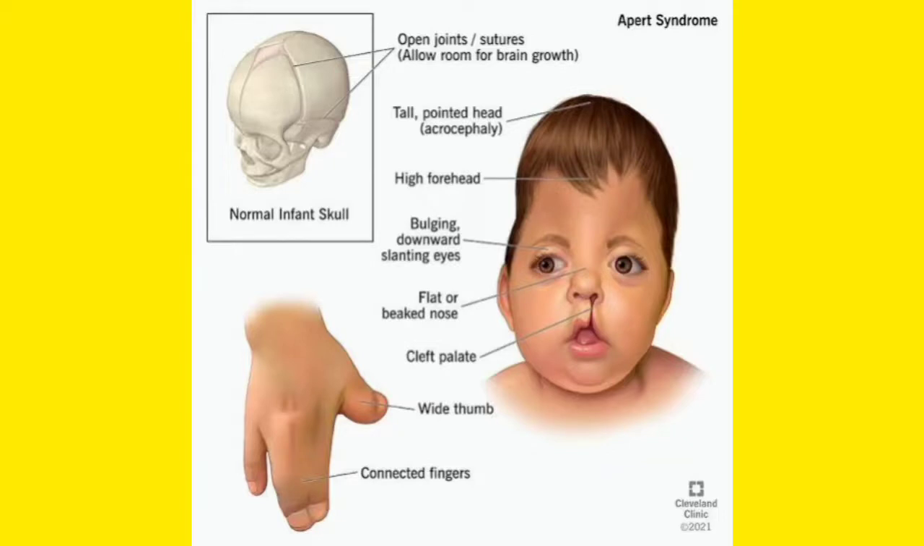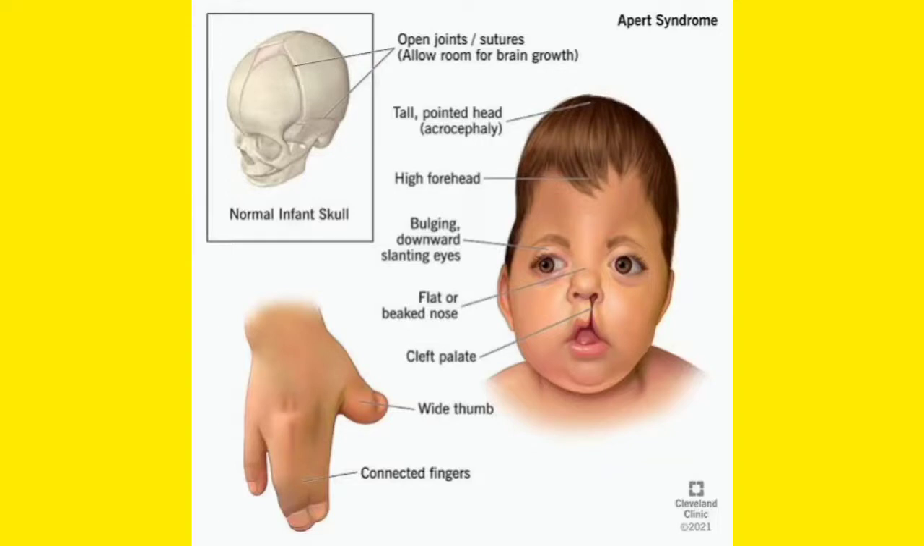Another thing is high forehead. The forehead is very high. Next is bulging, downward slanting eyes. When you look at the eyes, these eyes are bulging out and they are slanting downwards. So always remember, bulging, downward slanting eyes. Other important features are a flat or beaked nose. You can see either a flat or beaked nose is there. Another important thing is open joints or sutures. So there is room for brain growth, and that is very important.